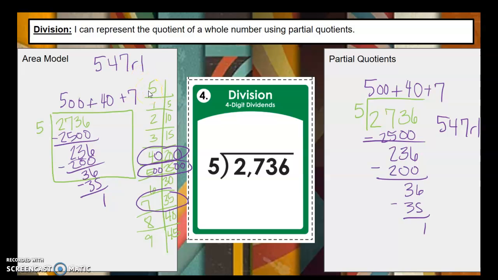All right. So your choice, which model you prefer. If you like it this way, do it that way. If you like partial quotients, do it that way. I'm going to leave that one up to you.